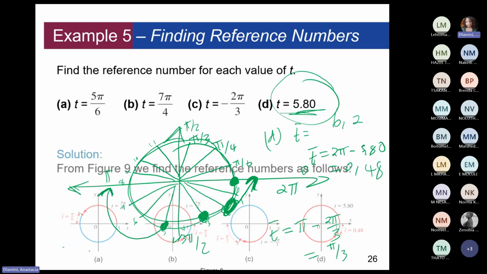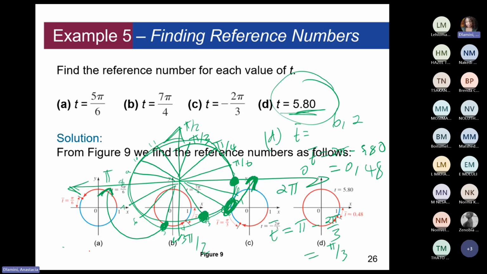So we did find that our reference number is pi over 6 for the first one. The second one, we found that it was what? I can't see here.